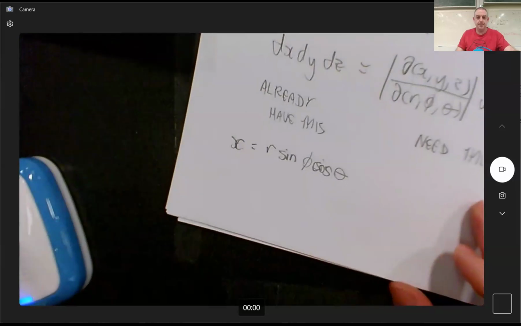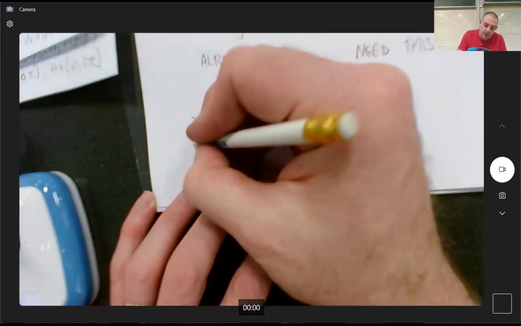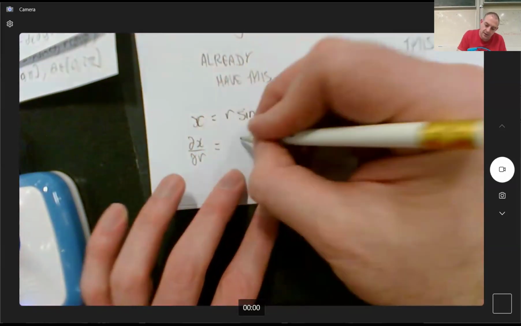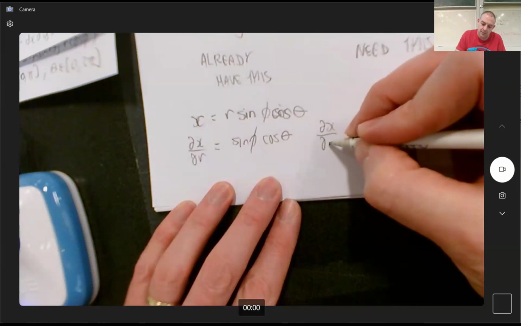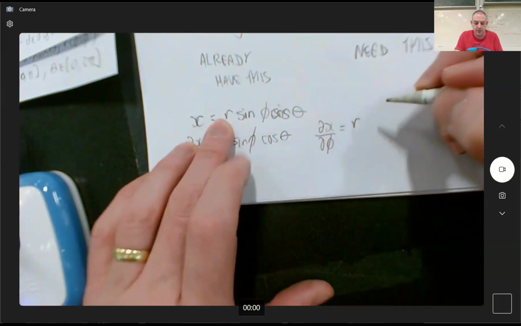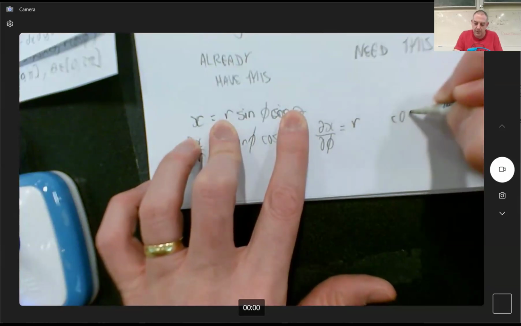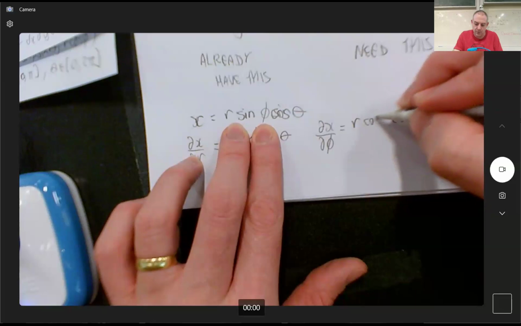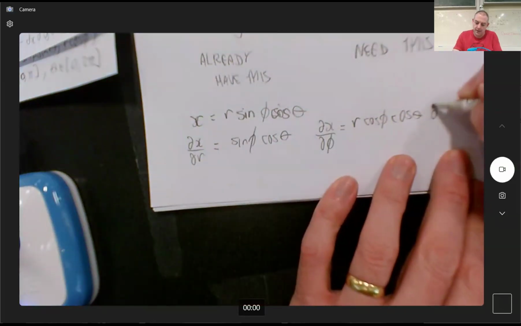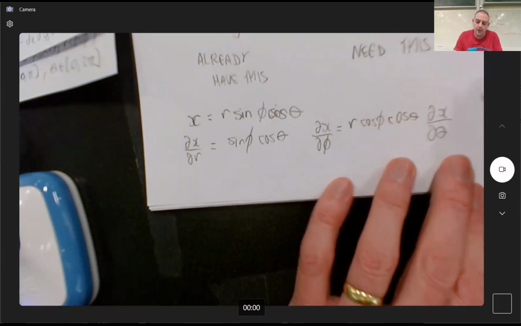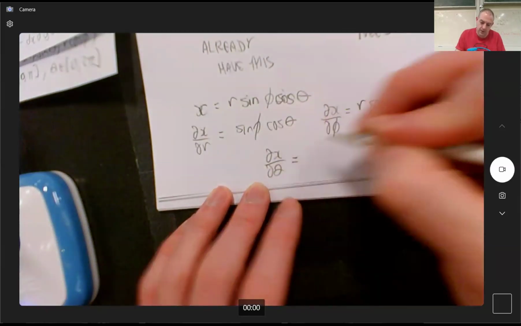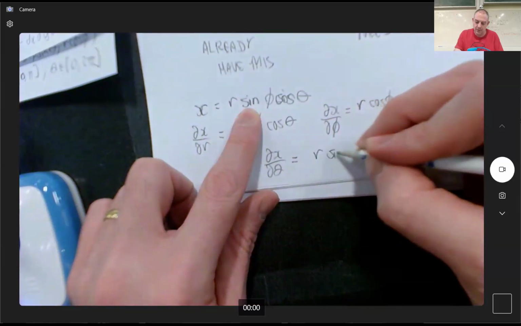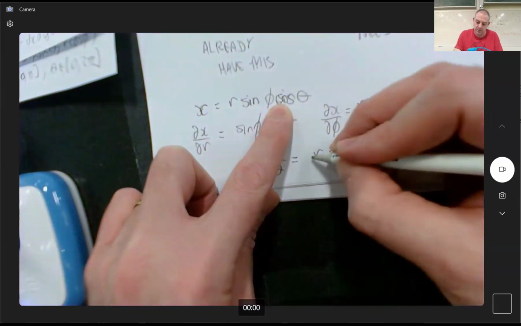And so dx on dr is sine phi cos theta, and dx on d phi is, the r will still be there because it's multiplied on. The cos theta will still be there because it's multiplied on, and the sine phi will become cos phi. And the dx on d theta, damn it, I don't have room. The r will still be there because it's multiplied on. The sine phi will still be there because it's multiplied on, and cos becomes minus sine.